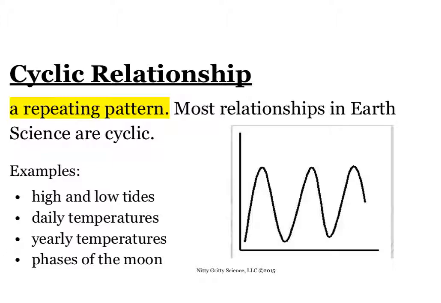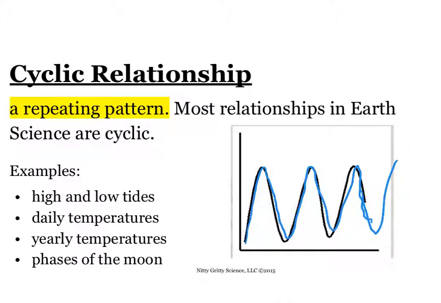This one is a cyclic relationship. In a cyclic relationship, this is a repeating pattern. And most of the relationships in earth science are cyclic. This is where the graph is going to go up and then down and then up and then down, and it's just going to keep on repeating that over and over again. I think about a bicycle wheel, which just keeps going around and around and around, and it repeats itself. And so that's where that word comes from, a cyclic relationship.